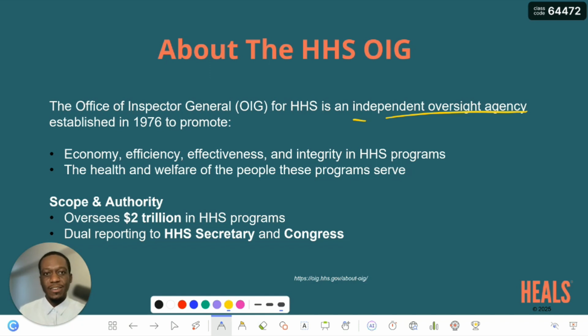The OIG oversees the $2 trillion HHS programs. And in this space where Medicare Advantage is part of it, because the Centers for Medicare and Medicaid Services fall under the Health and Human Services. And they have a dual reporting to both the HHS and also to Congress.